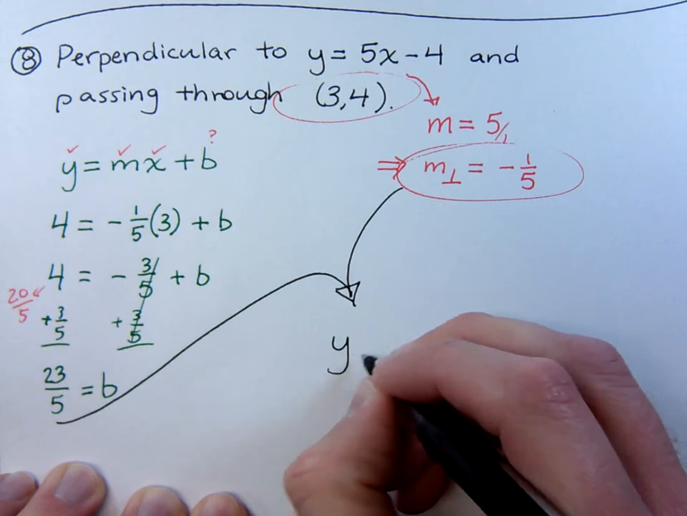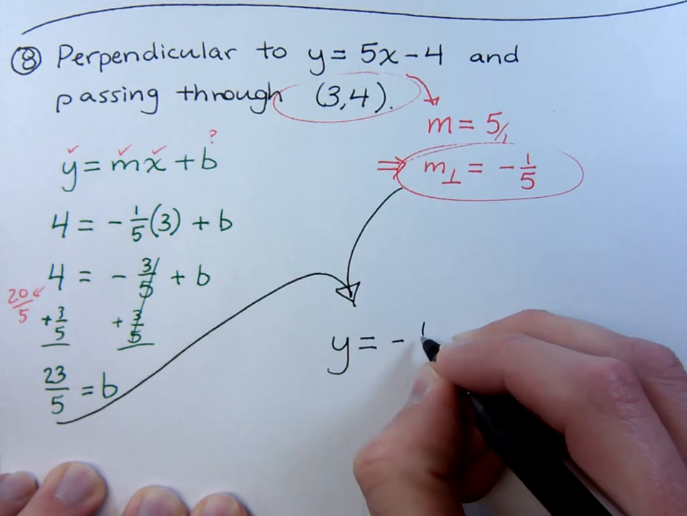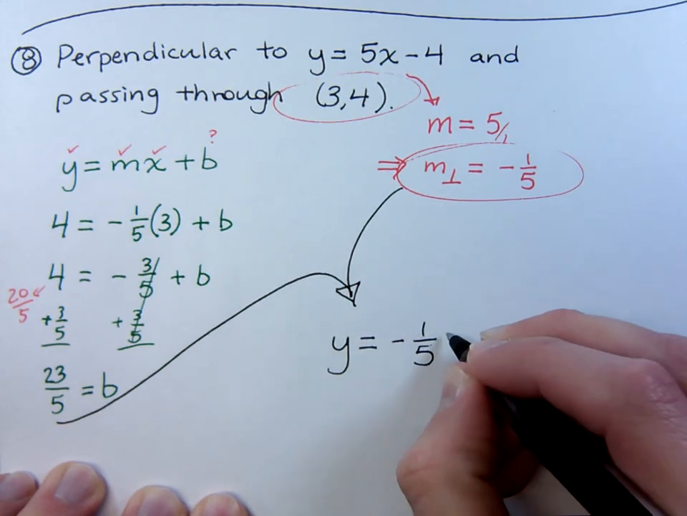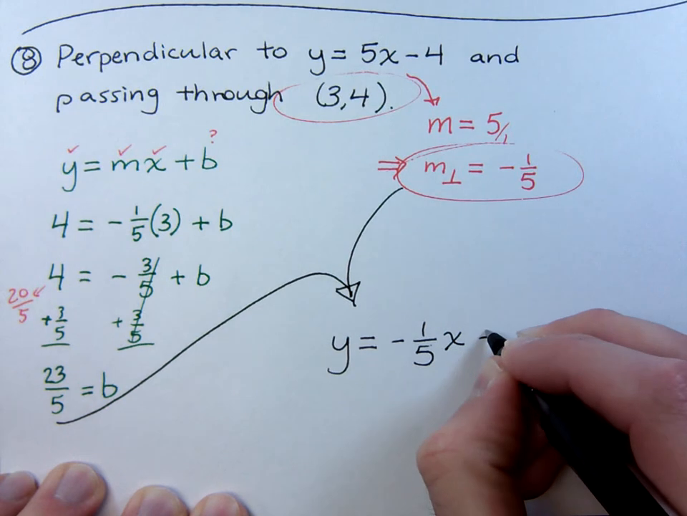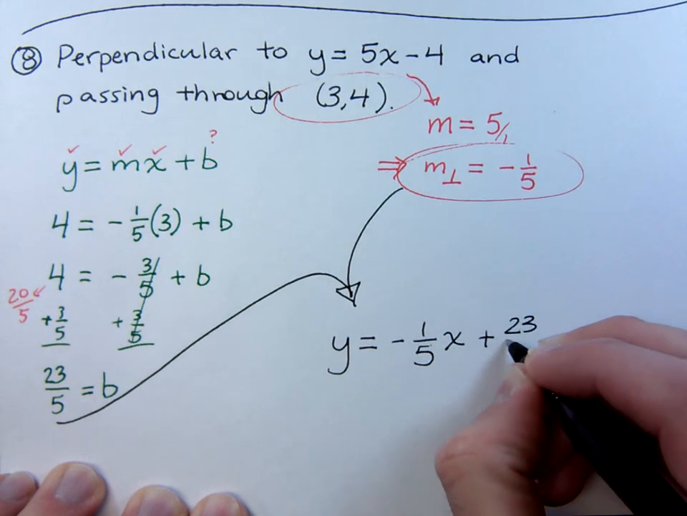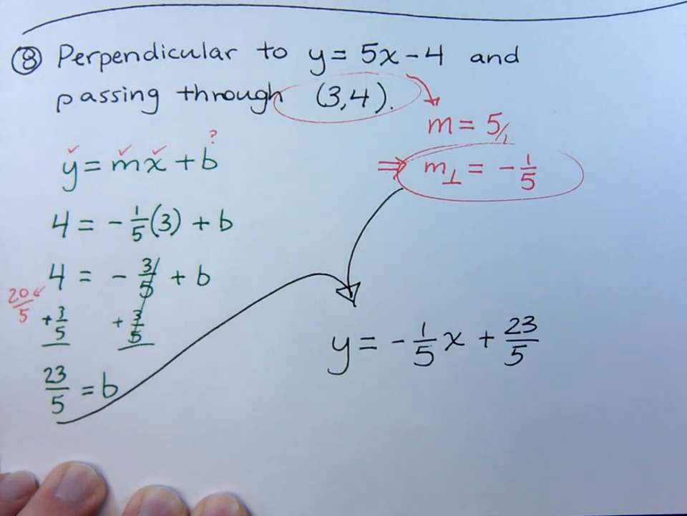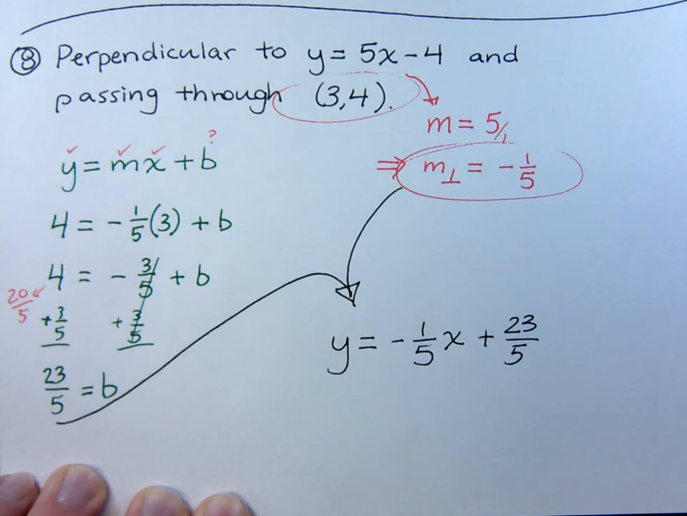So now, take your b, which is the y-coordinate for your y-intercept, take your slope, and together you have y equals negative 1/5 x plus 23 over 5. Now this is slope-intercept form, but you can always take this into standard form.